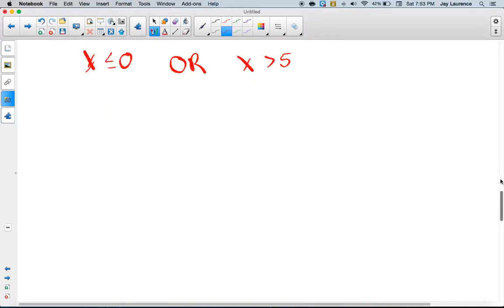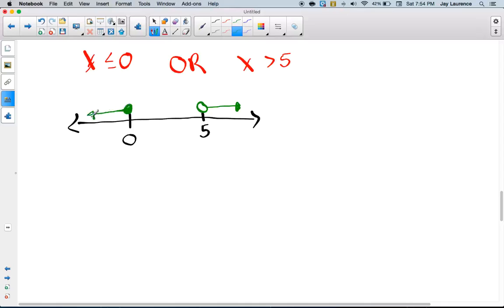So I'm going to go graph this on a number line. Okay, so let me see here. I've got to show 0. I've got to show 5. And let's see, I'm going to need the numbers greater than 5, not including 5. And then I'm going to get the numbers less than or equal to 0. That does include 0, and they're going to go that way.